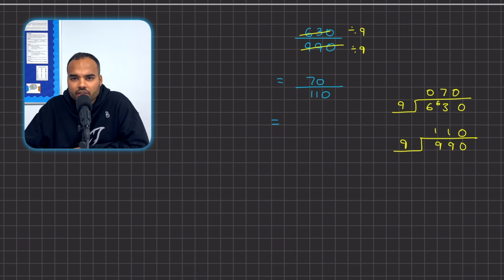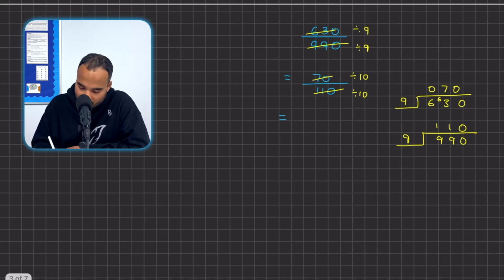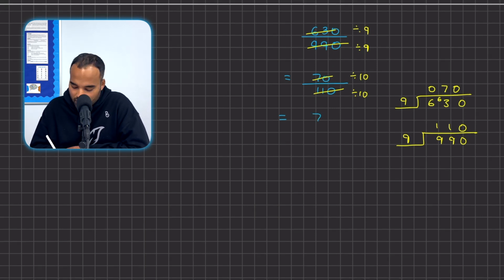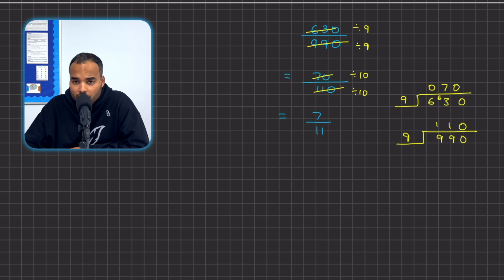No, both numbers end in a 0, so at the very least we know that 10 goes into both numbers. So let's now divide both of these by 10. If I put a cross through that, divide by 10, put a cross through that, divide by 10, I have 70 divided by 10, which is 7, and 110 divided by 10, which is 11. Is this fraction in its simplest form now? Yes, it is. 7 and 11 are both prime numbers, so there's no other number that goes into both apart from 1. So it's in its simplest form.